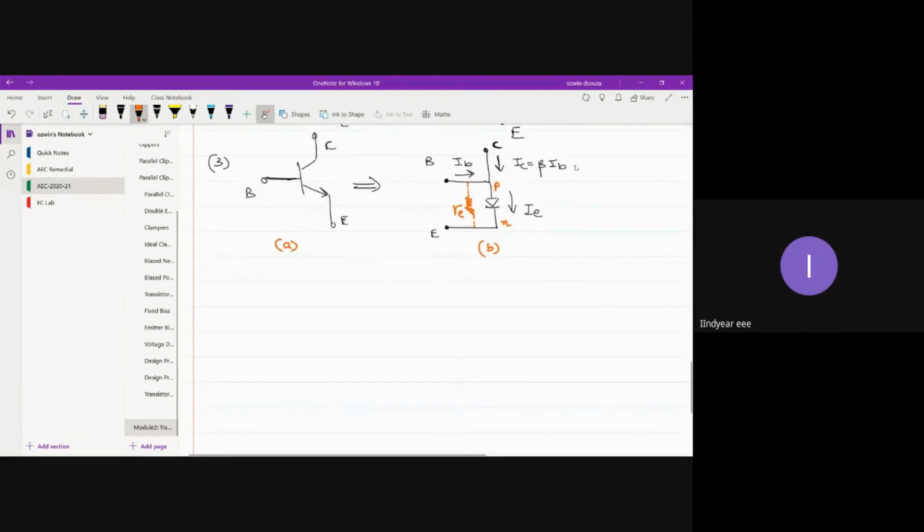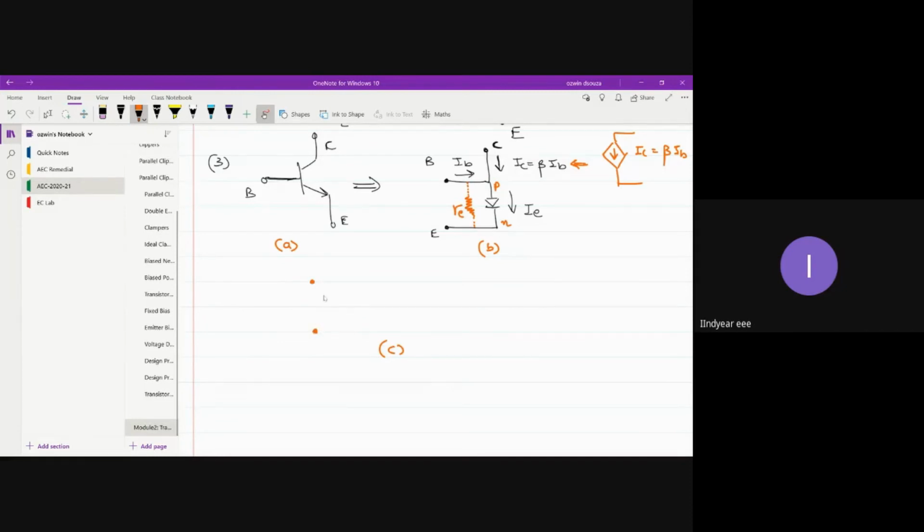So this is your circuit A, this is your circuit B. And IC equal to beta times IB can be replaced with a controlled current source. The arrow direction is downward because the IC current direction is downwards. So this is IC, which is equal to beta times IB. Fine, so now let us join the two circuits in a more meaningful manner.